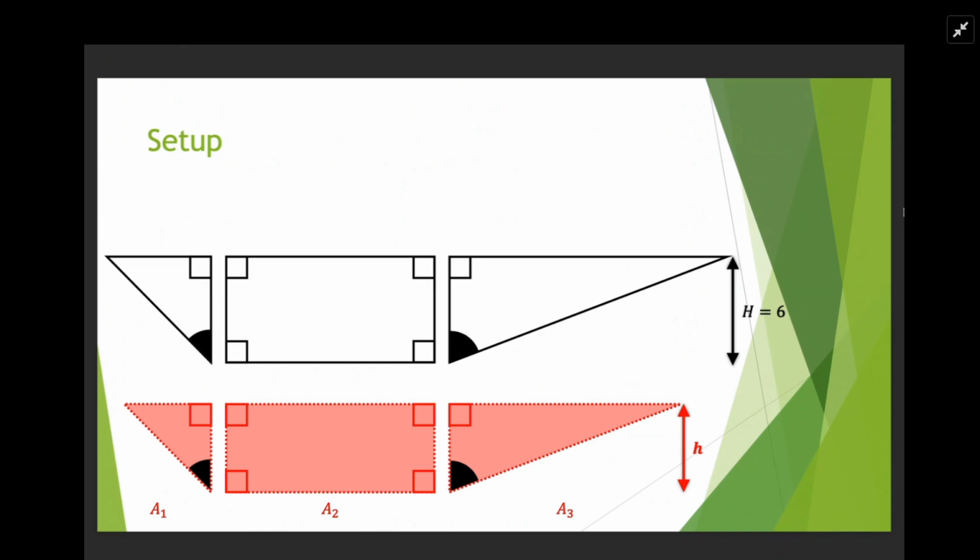Let's look at A1. It would be really helpful if we knew the water length. Let's call it L1 for now. What we do know are the pool height and the pool length from the diagram. Big H is 6 feet, and big L1 is also 6 feet.